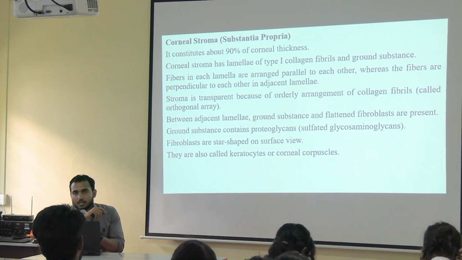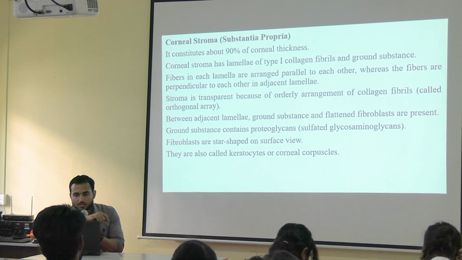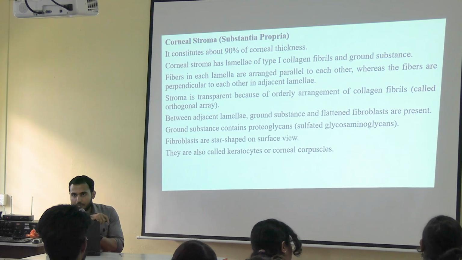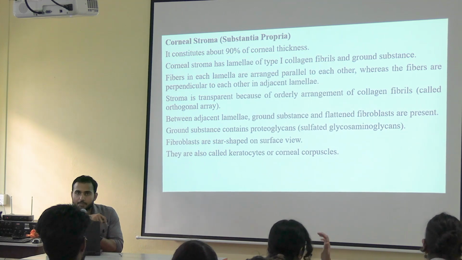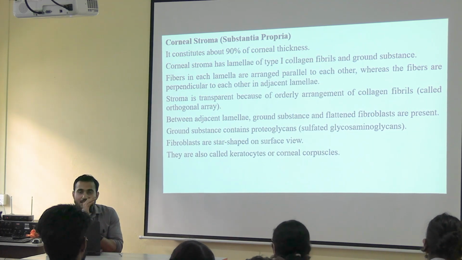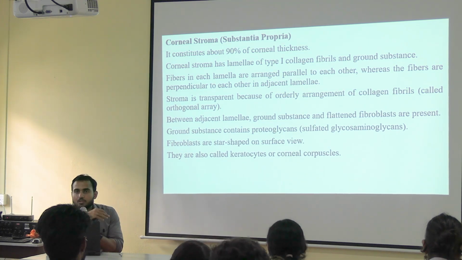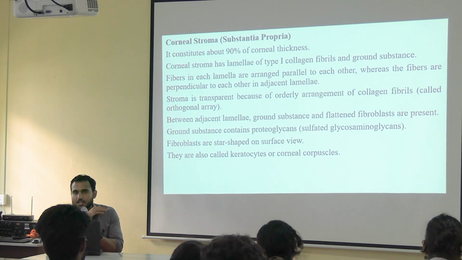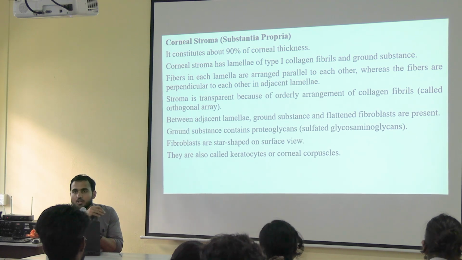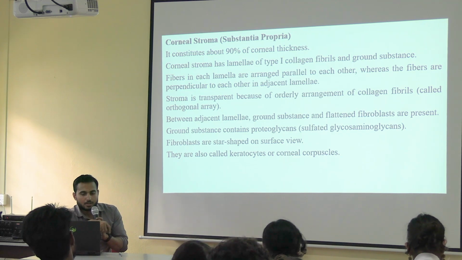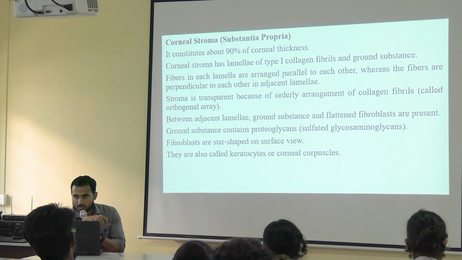Now if you see the collagen fibers present over here, they are parallel to each other in one lamella, and in the adjacent lamella they are perpendicular to each other. That means the arrangement follows a particular pattern. The collagen fibers are arranged in a particular way, and that's why the cornea is transparent in nature.